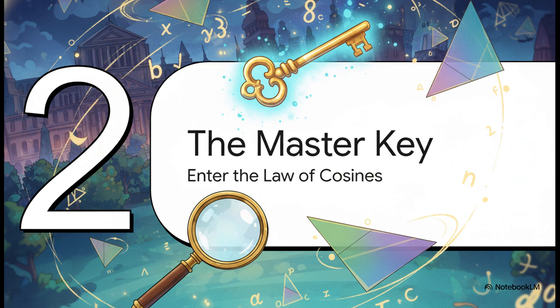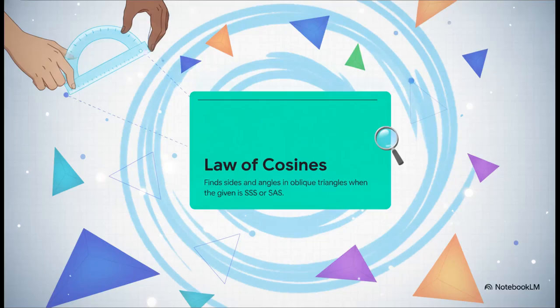Which brings us to part 2, the master key. Every good detective knows that when one tool fails, you just reach for a better one, right? Well, it is time to introduce our magical weapon and our brand new deductive tool to crack these unsolved cases. We call this the law of cosines. The definition you're looking at really empowers us. It's a geometric rule relating the lengths of the sides of a triangle to the cosine of one of its angles, specifically used when basic trigonometry fails.